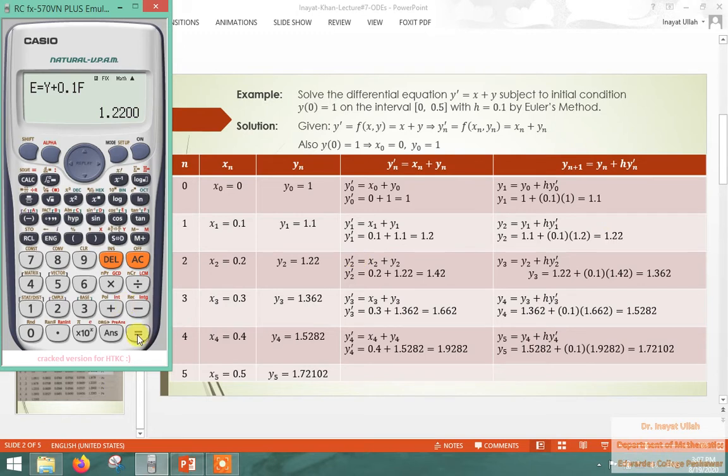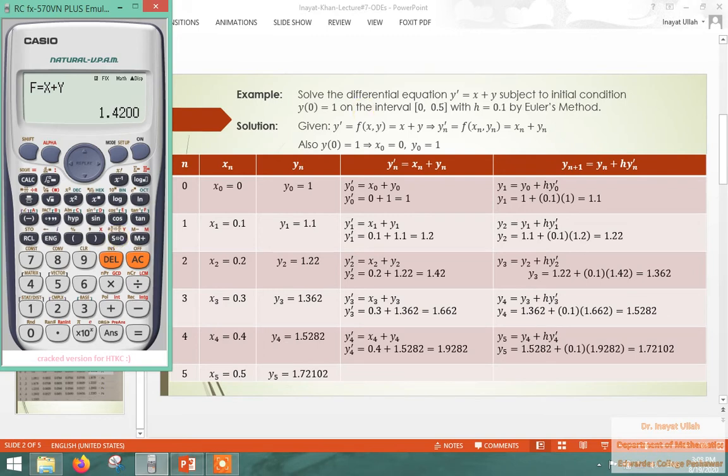Now again press the equal button. The calculator will ask you about the value of x. The new value of x is 0.2. So press 0.2 and then press equal sign. The calculator is asking about the value of y. The value of y in this row is 1.22. So 1.22, equal to, this is the value for f. Convert it in decimal notation, 1.42.